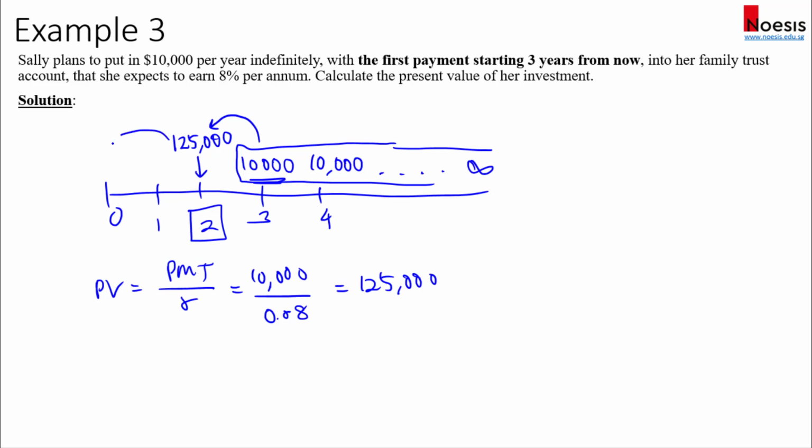So if you want to find the present value in year 0, which is today, then you will have to discount this number back by 2 years. So I will take 125,000 divided by 1.08 to the power of 2. So there will be $107,167.07. So be very careful when you apply the formula. Make sure you know where the PV goes back to.